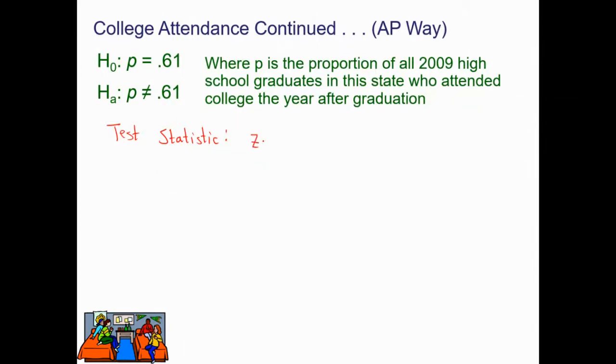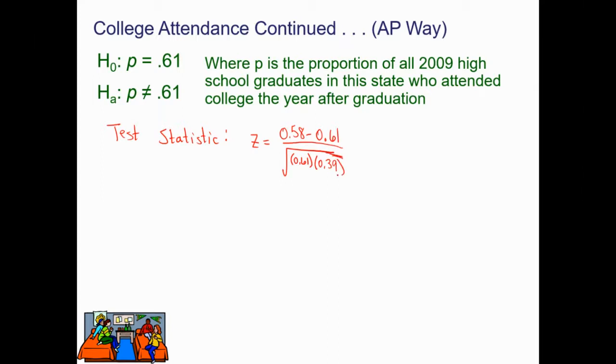Okay. So Z will equal P hat. What was our P hat? 0.58 minus P, which is 0.61, divided by the square root of, I need to do P, so 0.61 times 1 minus P, which is 0.39.